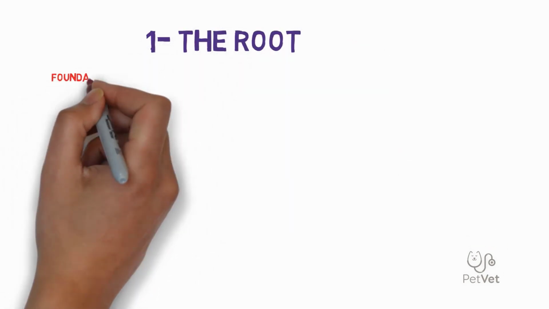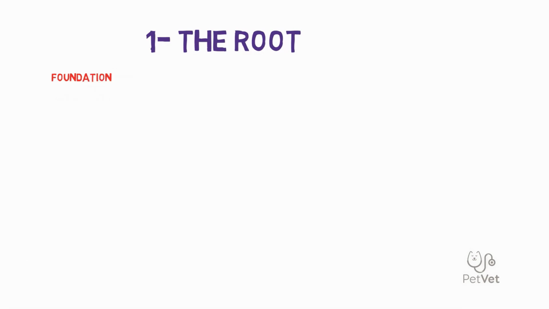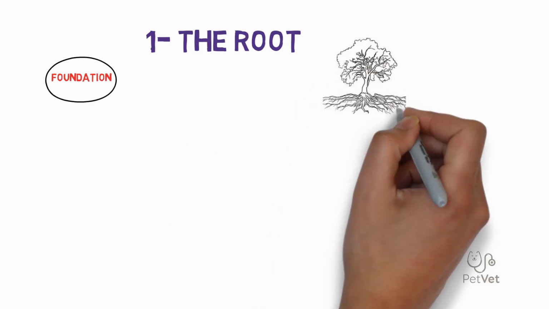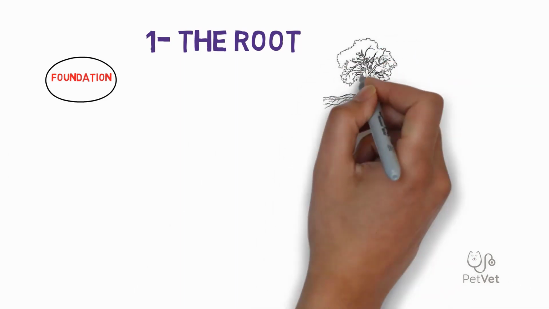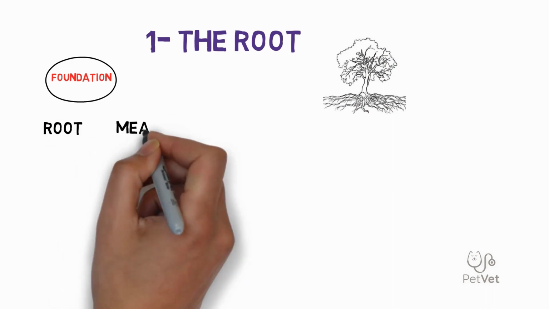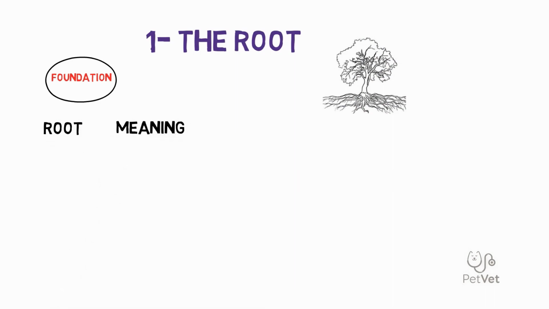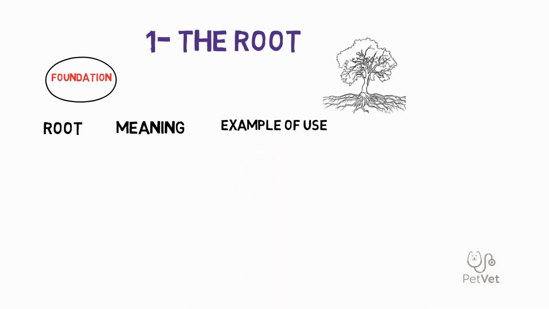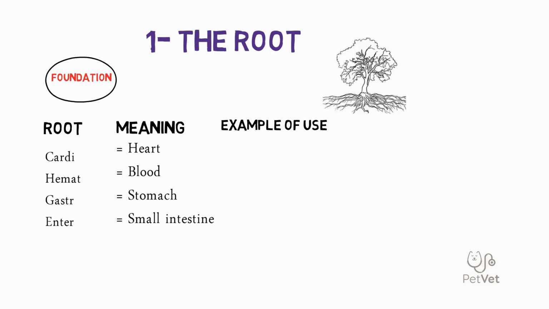It is the basic essential part of the word that other words are derived from. Think of it as the root of a tree, like the roots of a tree holding it in place. The root of a medical term holds the main meaning of the word. You are probably already familiar with some roots of medical terms that you've heard from friends, family, and television shows. The following are examples of roots.